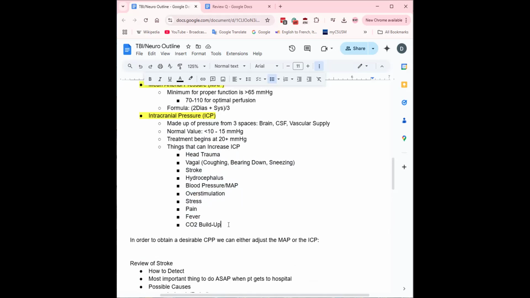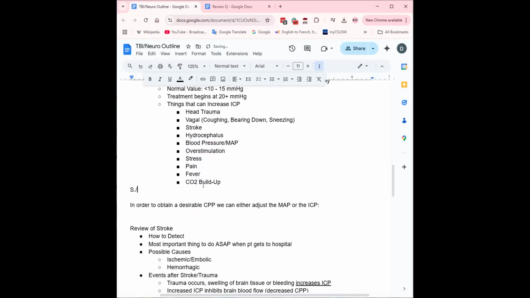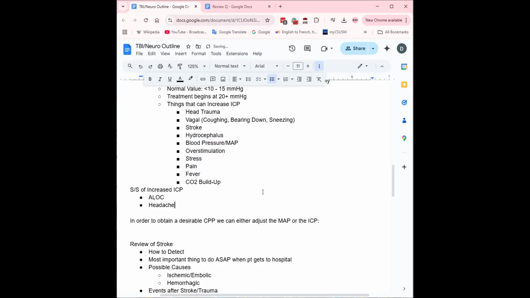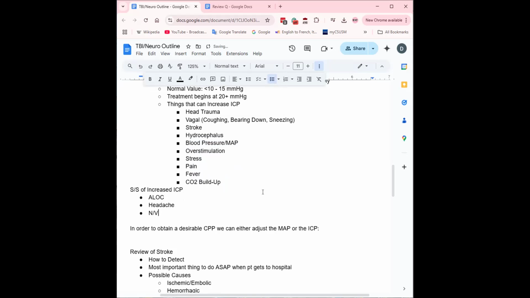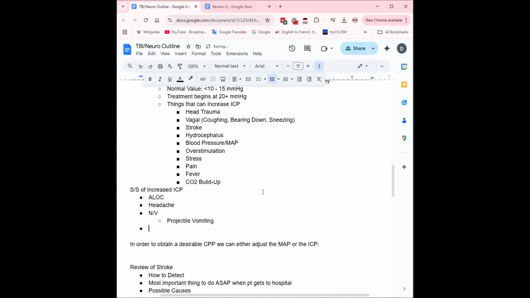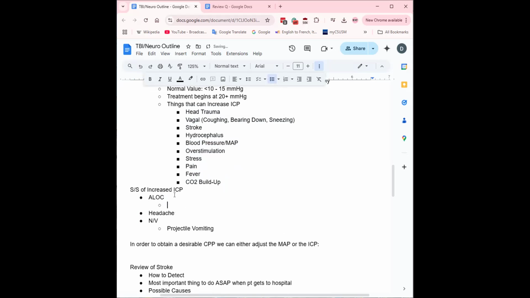And I don't know if we talked about this, I don't think we did. Let's talk about the signs and symptoms of increased ICP that you can think of. Altered level of consciousness, headache, I like that. Nausea, vomiting. Especially on UWorld, it'll specifically say projectile vomiting, they like saying that's a common one. Potentially your pupils might be affected, but your LOC is your first sign.